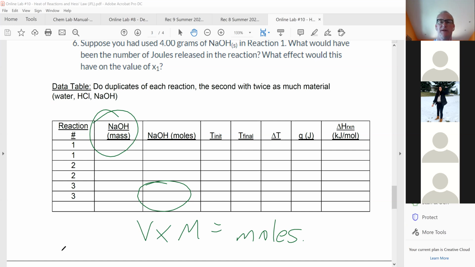So calculate the number of moles, take the temperature of the solution before we do anything, see what the final temperature is, get our delta T, calculate Q for that particular reaction, and then calculate delta H, because we need to know how much heat was involved per mole. And we're going to do it with different amounts. So I think they suggest the second amount use twice as much material. So your Q should be twice as high, but your delta H should be exactly the same because you're dividing it by the number of moles.